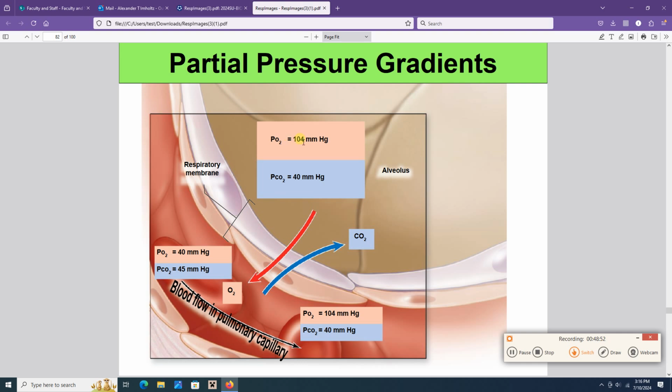Now, you guys are smart, I know that, and you probably noticed that 104 to 40, that's a big difference, right? 45 to 40 is a small difference. And the reason for this difference is CO2 is a lot more soluble in liquid. CO2, carbon dioxide, is more liquid soluble, so it takes less of a pressure gradient to move it in or out of a liquid. Oxygen's not that soluble, so it takes a bigger gradient to push oxygen into your blood plasma.